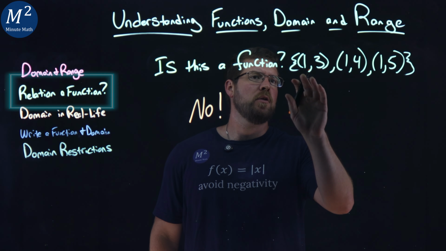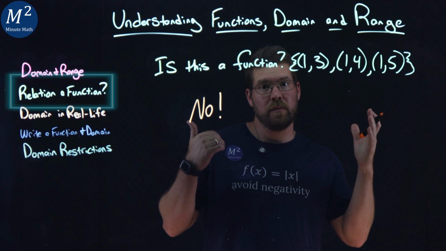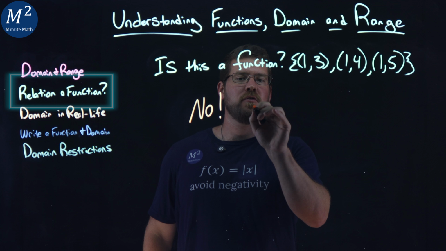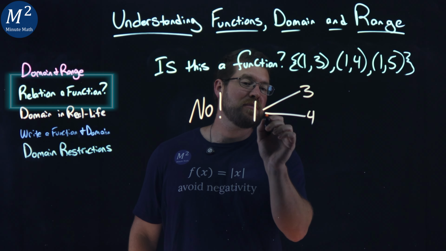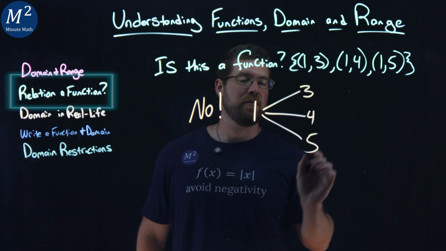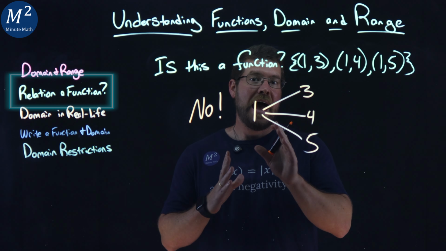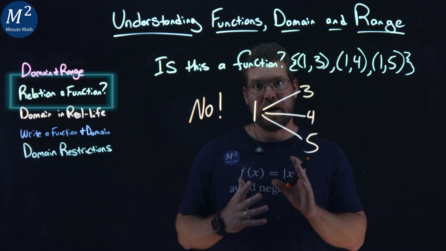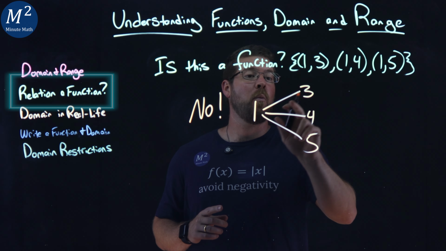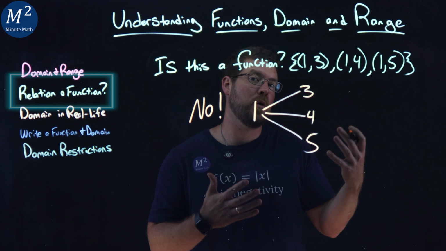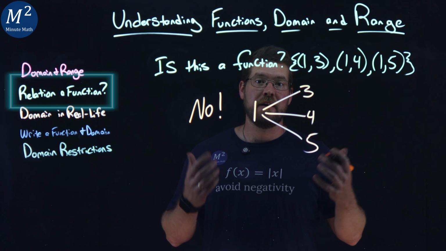But why? Let's look at our input. We have inputs of 1, 1, and 1. They're all the same 1. But 1 goes to a 3, it goes to a 4, it's mapped to that, and it's mapped to a 5. So this input value of 1, the domain here, has 3 different output values that it's mapped to. And since it's not just mapped to one value, it's mapped to more than one value, in this case 3, then we would say, no, this is not a function.